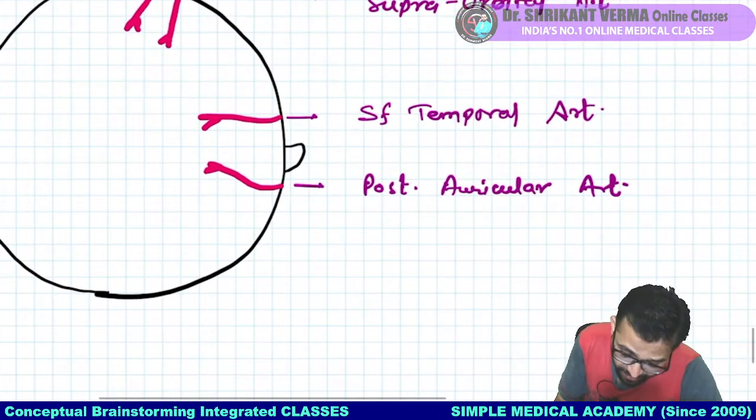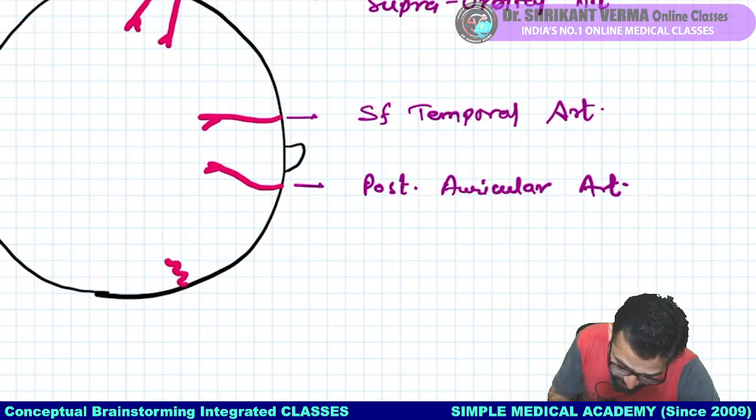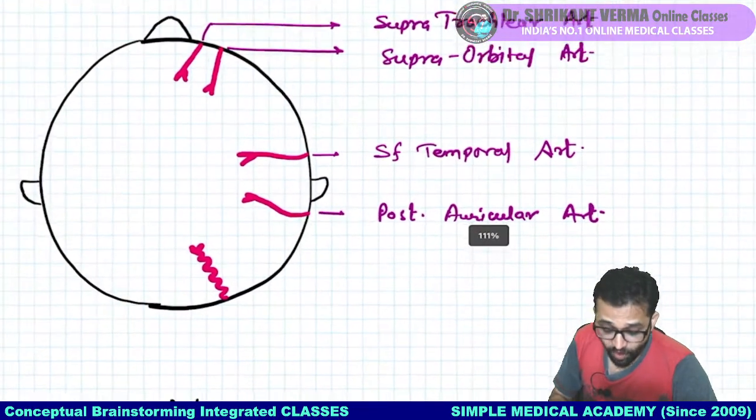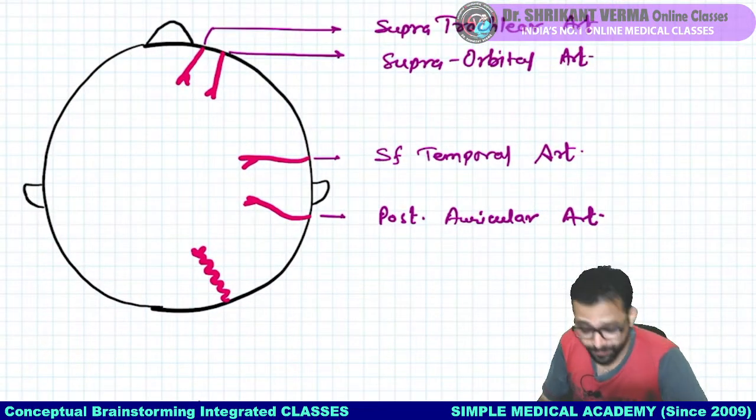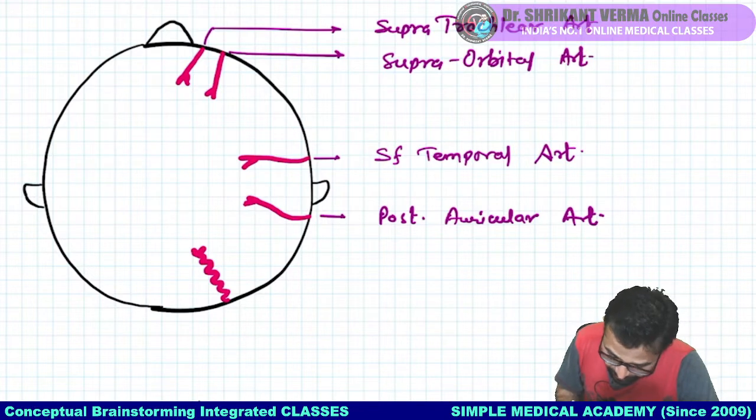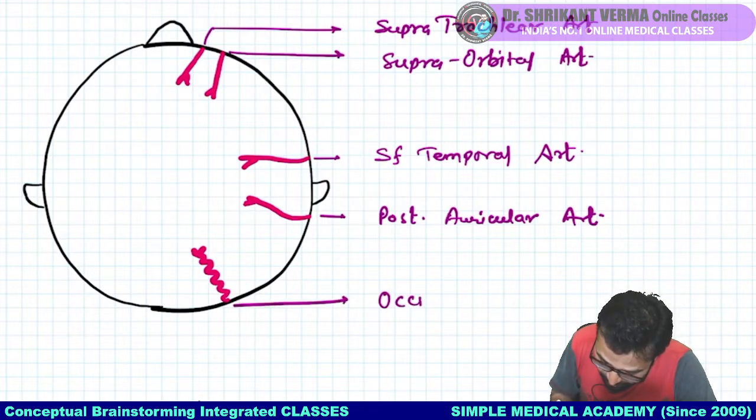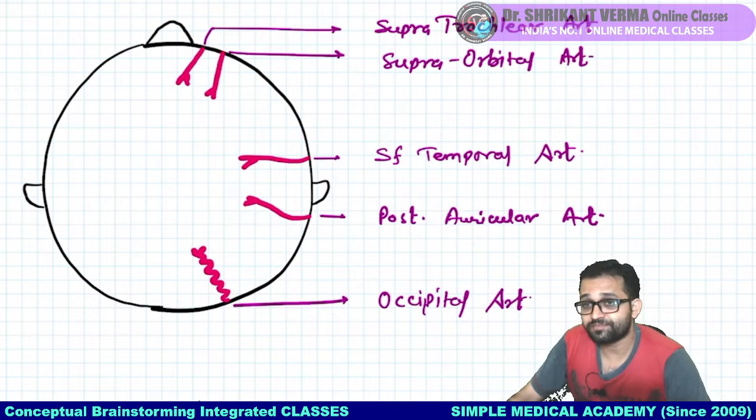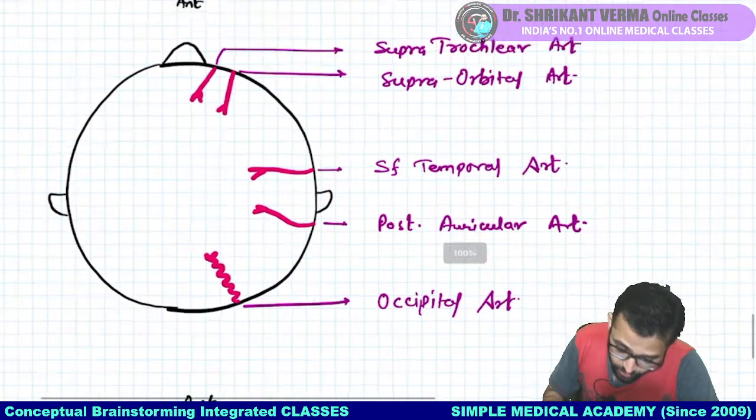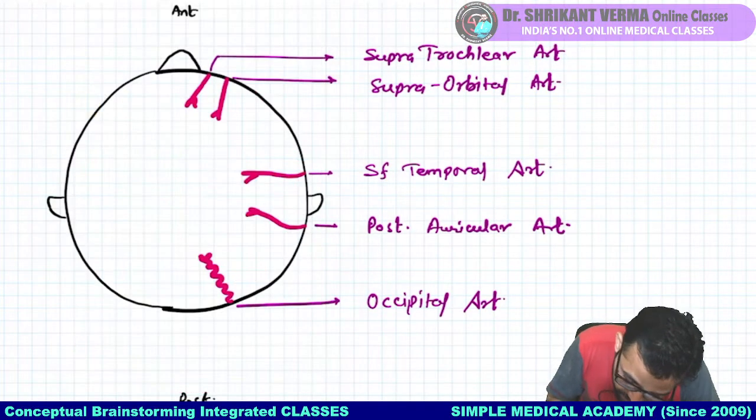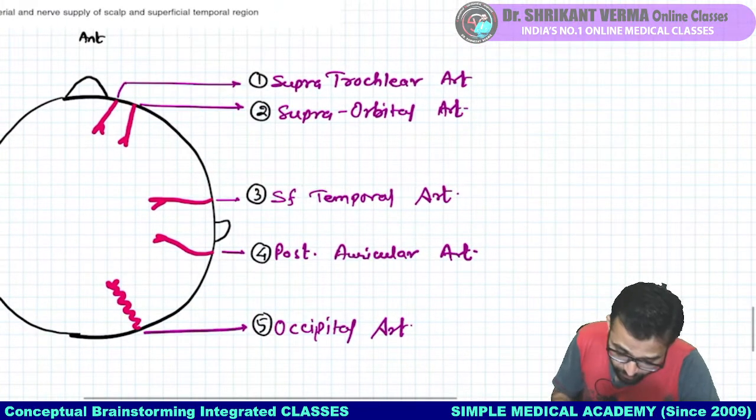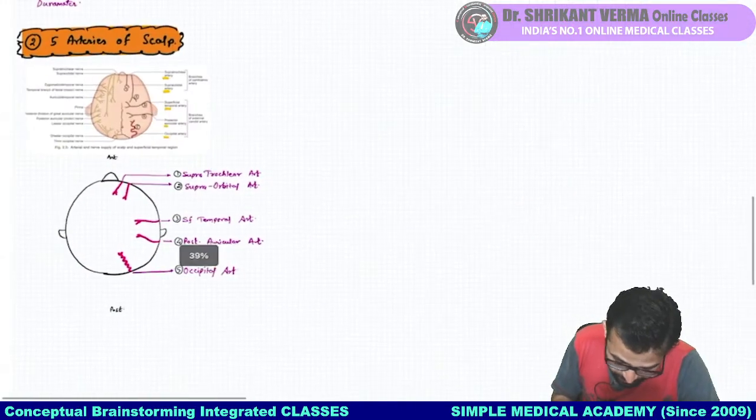Okay, and another artery is coming from the back side of the scalp in a zigzag manner. So it is at our occipital region. So what will you say, this is the occipital artery. Getting the point? So these are our 5 arteries, 1, 2, 3, 4, 5. Very easy. Now MCQs.